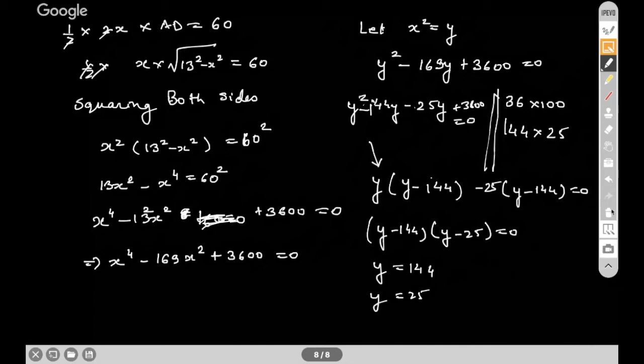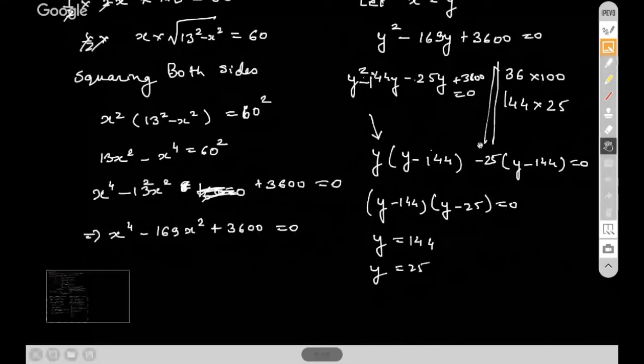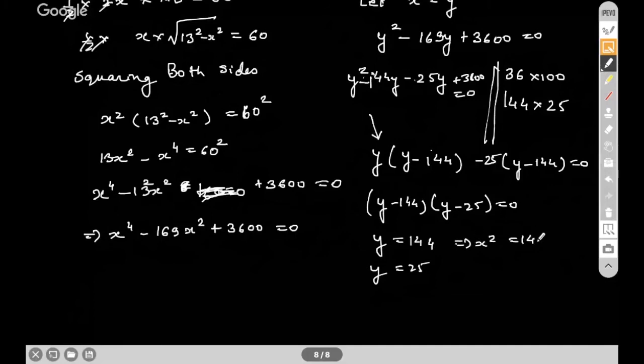So if y is 144, guys, then what will be x? x square was equal to y, isn't it? So hence we can write, that means x square is 144. So x equals 12. I am neglecting minus 12. Why? Because negative 12 cannot be the dimension of a triangle. So hence x equals 12.